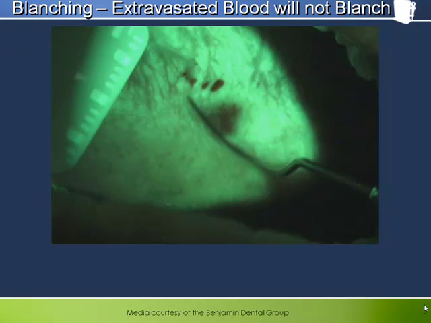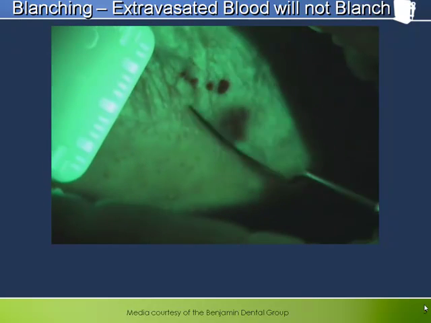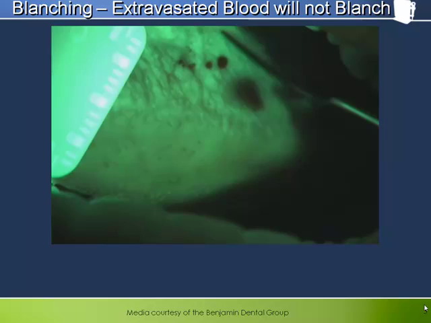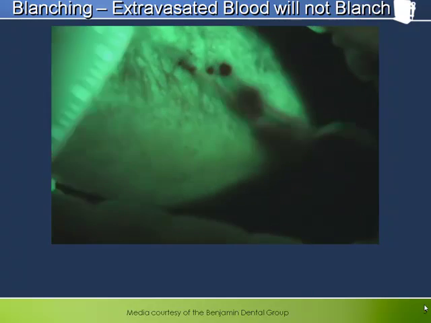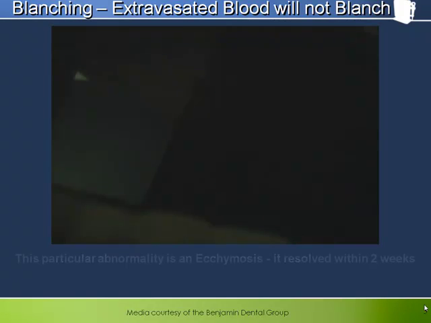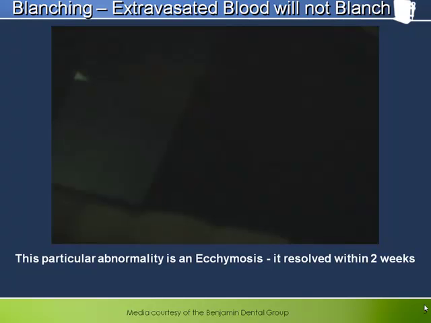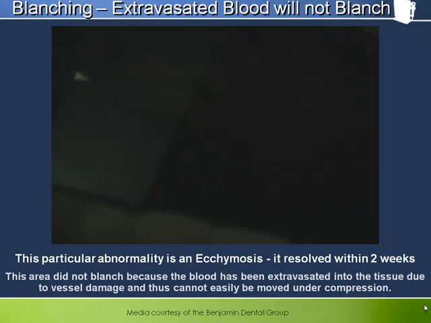The fact that tissue doesn't blanch is not necessarily a bad sign. Here is an example of some dark areas on the side of the tongue that did not blanch. It turned out that this particular abnormality was an ecchymosis, a type of soft tissue hemorrhage. When the patient showed up for the standard 2-week follow-up visit, the situation had resolved and the dark areas were gone.